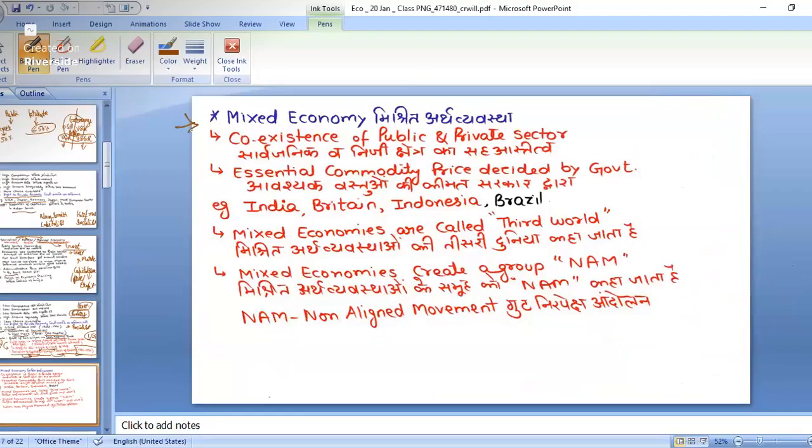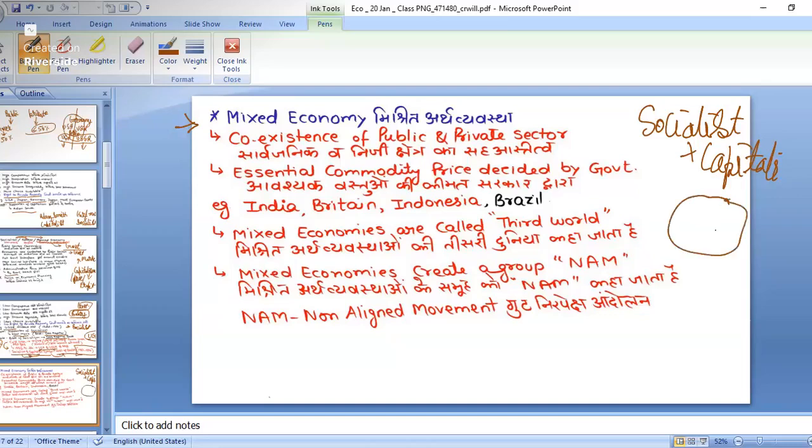Now we have one more type of economy, that is the mixed economy. In the mixed economy, both socialist and capitalist types of economy take place. Suppose there is a company. If the government has more than 50% of the share, that company will be known as a government company. If private companies have more than 50% of the share, those companies will be known as private companies.